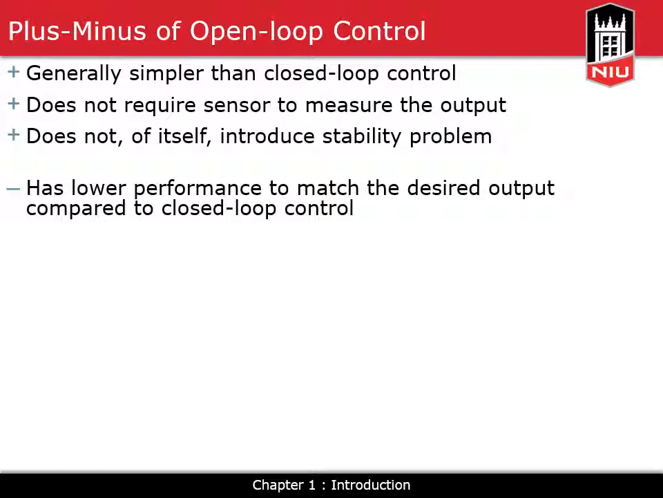The advantages and disadvantages of open loop control. Generally, open loop control is simpler than closed loop control. It does not require a sensor to measure. This is a plus. It does not introduce instability on its own. These are the good things about open loop control. But it has lower performance, and it has a lot less flexibility compared to closed loop or feedback control.